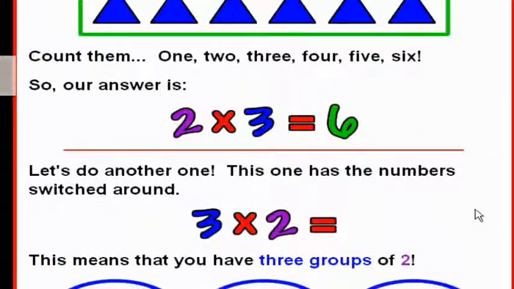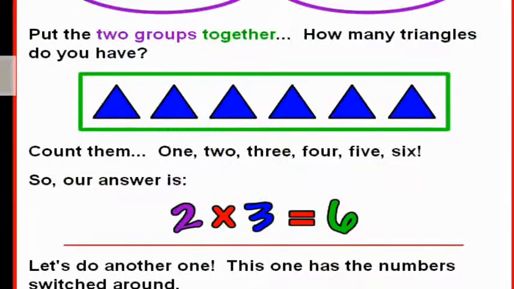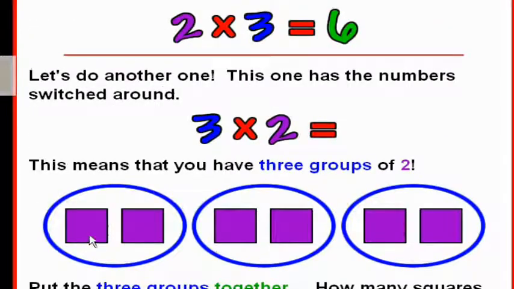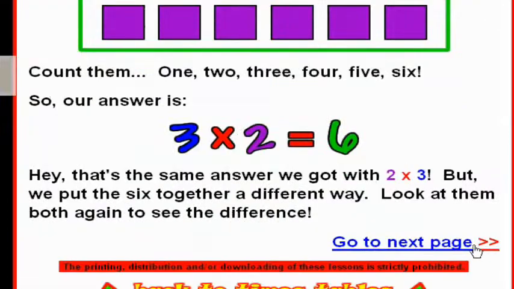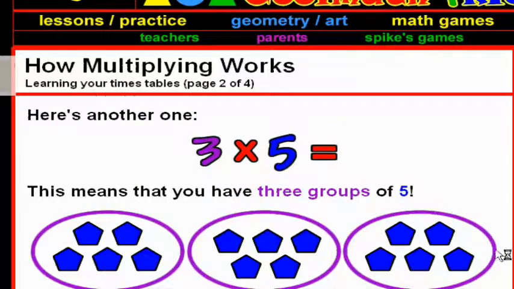Here we had 2 groups of 3. 2 times 3. Here we had 3 groups of 2. But we got the same answer. Let's go on. That's amazing.